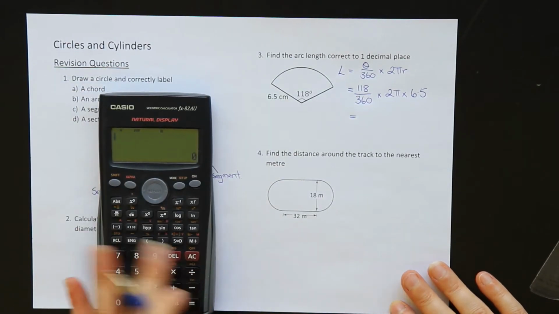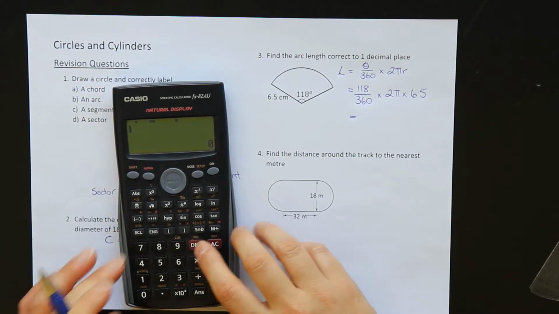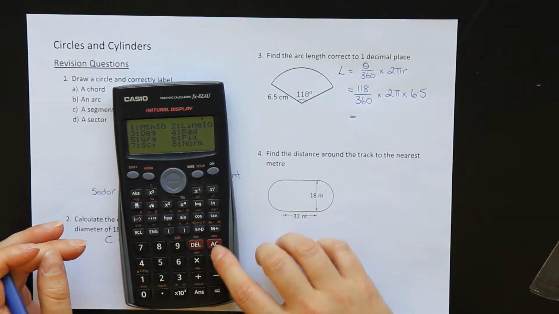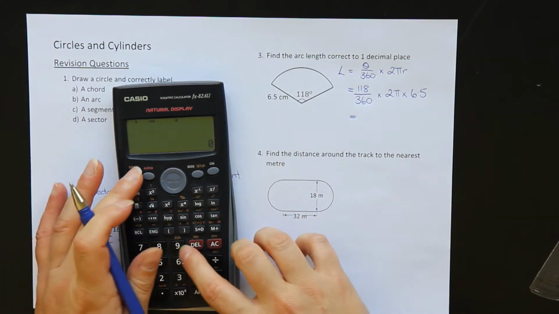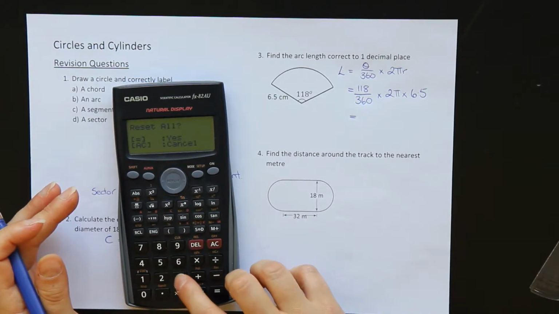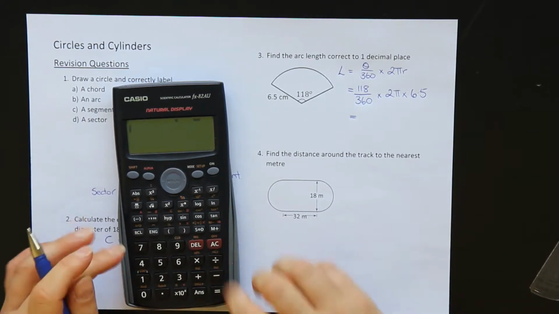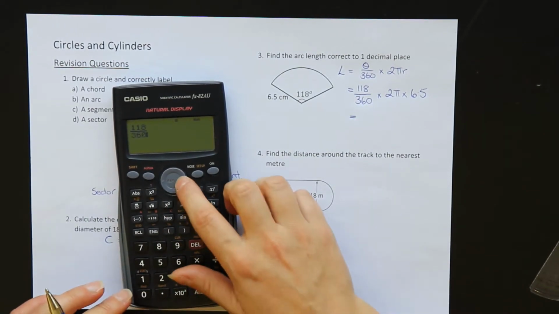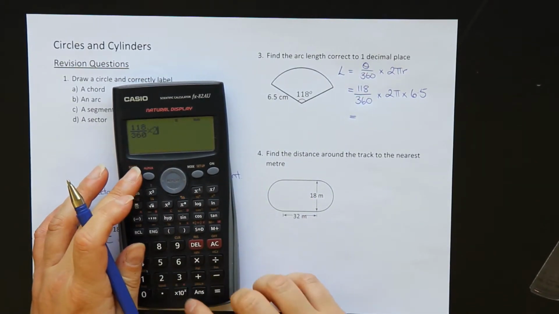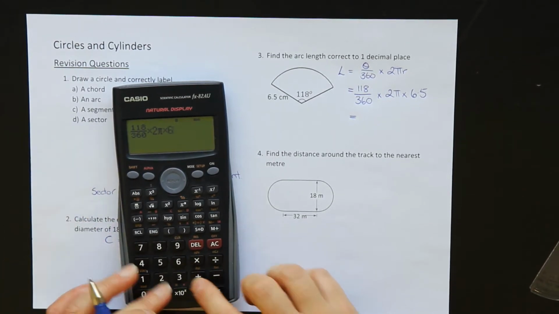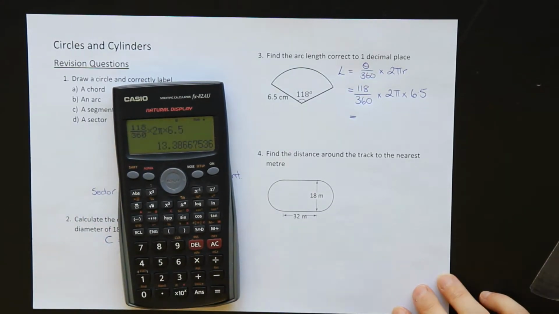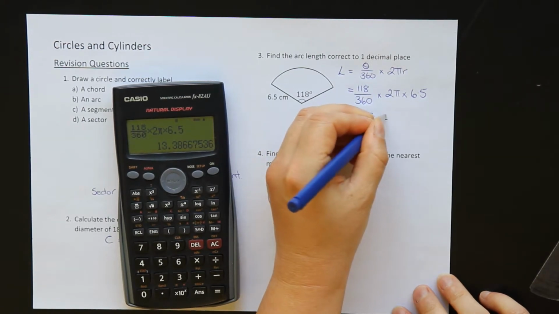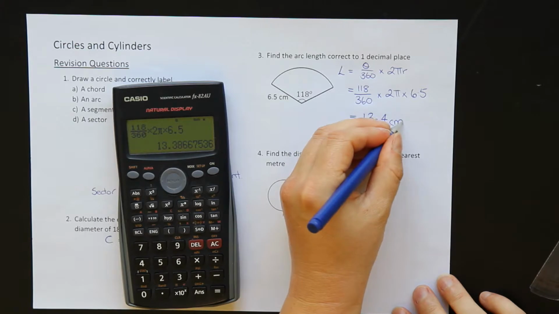Okay, on the calculator, oops, my calculator's just gone into a different mode. So we'll just clear that. So we have 118 over 360. To 1 decimal place, 13.4 centimeters.